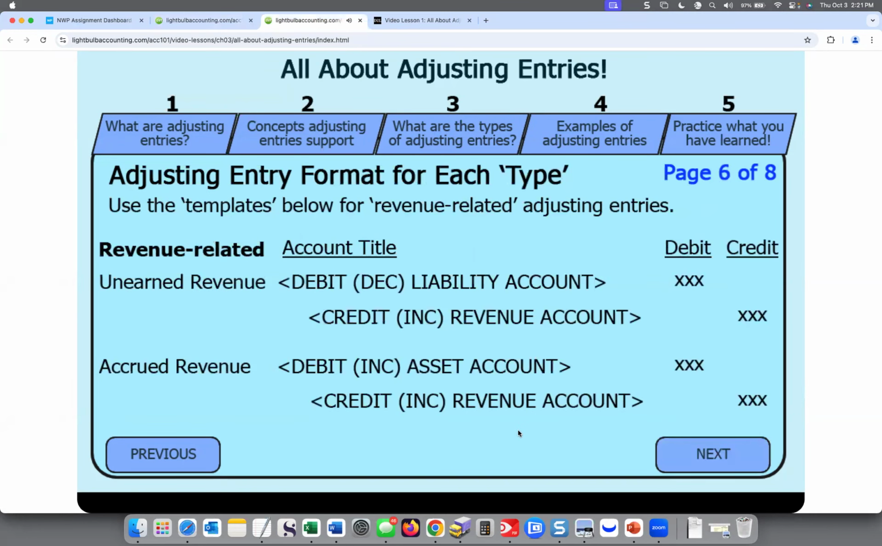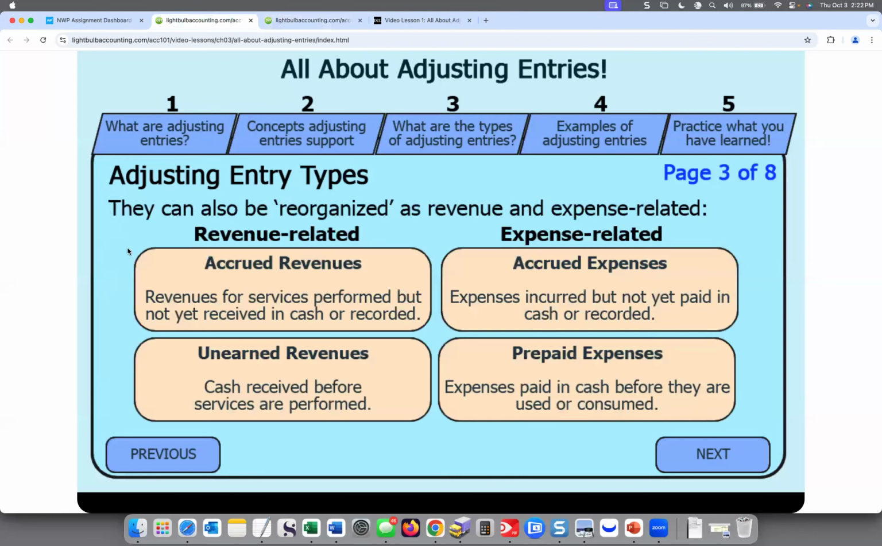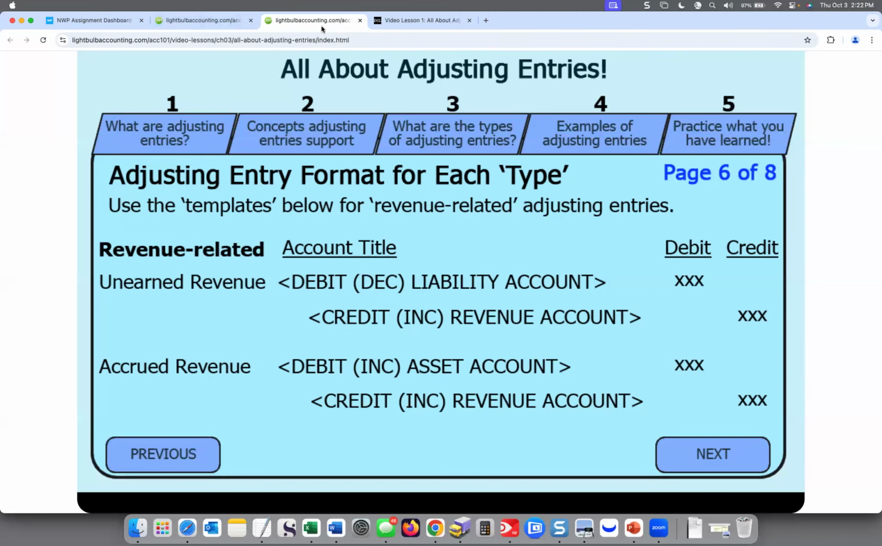We'll look at these to figure out what am I debiting and crediting generally. And then we come up with the specific account titles that will go in those debit and credit areas, depending on what kind of adjusting entry you have. So I want to revisit that as well. Part of this is identifying what type of entry we are dealing with. And once we know what type we're dealing with, we'll look at the template and figure out what accounts would be appropriate for that particular adjusting entry.